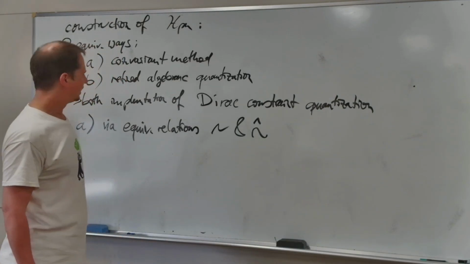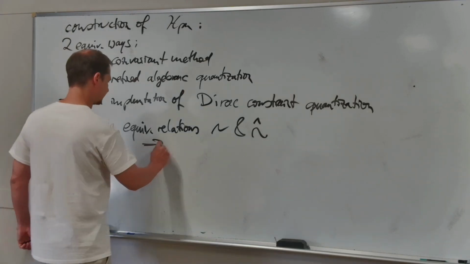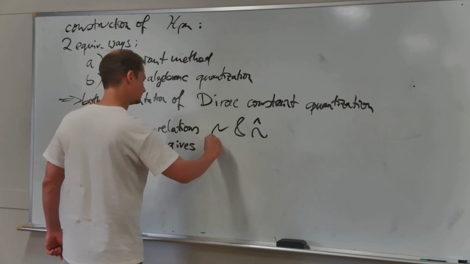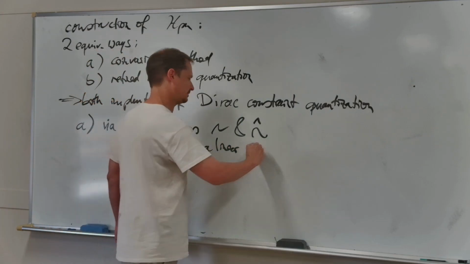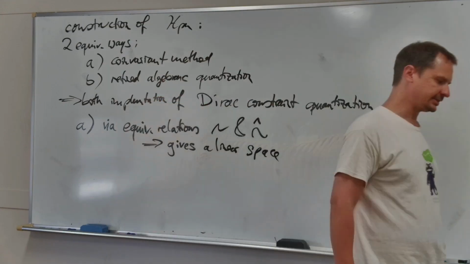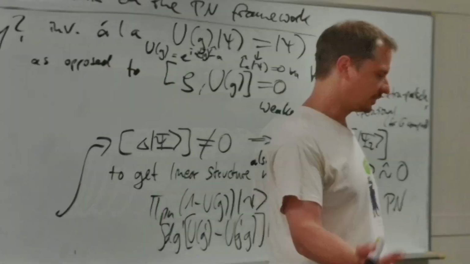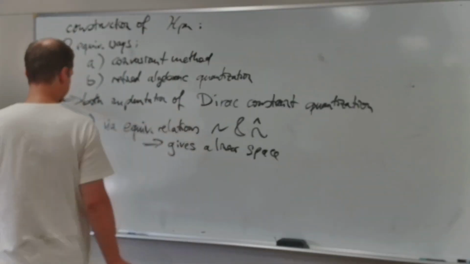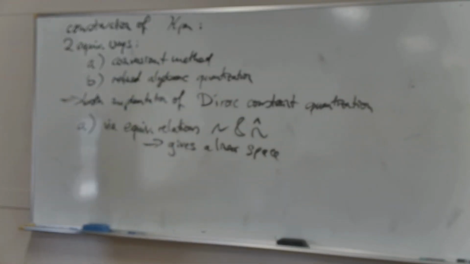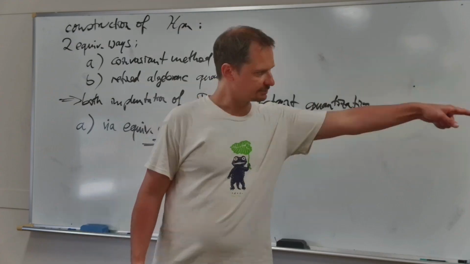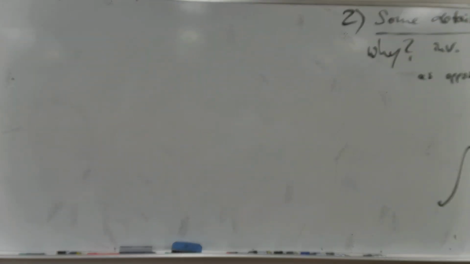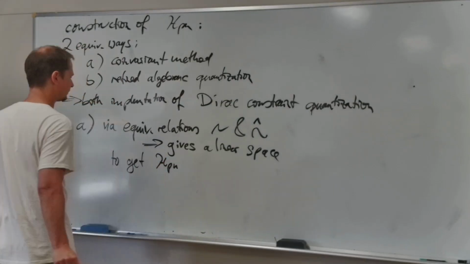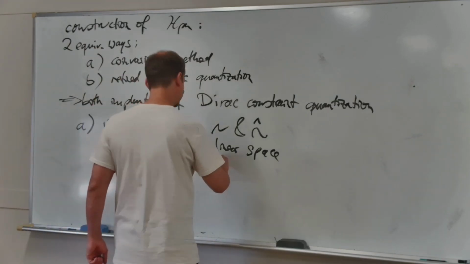Okay, so this gives a linear space. It's a complex linear vector space. And in order to turn that into a Hilbert space, I have to define an inner product on it and then complete in the norm of that inner product, so the Cauchy completion. So the linear space is the space of double equivalence relations. So to get HPN, we need an inner product.